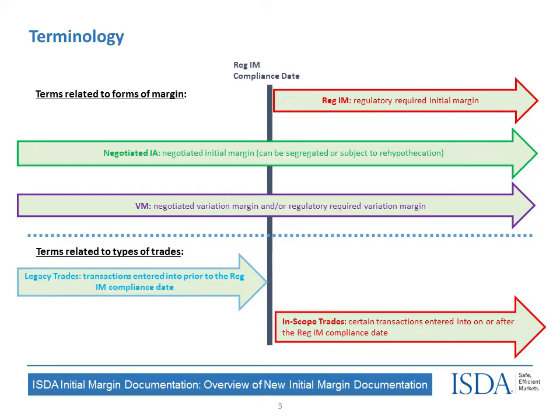Then we have VM, and VM refers to both negotiated variation margin and any variation margin that's required by the regulations. In addition to that, you'll hear people refer to different types of trades. And in many cases, what they're really referring to is when those trades were entered into, and you'll hear the term legacy trades, and that will apply in the context of Reg IM to trades that were entered into prior to the Reg IM compliance date. And when you hear the term in-scope trades, that will apply to transactions that are entered into after the relevant Reg IM compliance date, and therefore in scope of the Reg IM requirements as between the two parties.